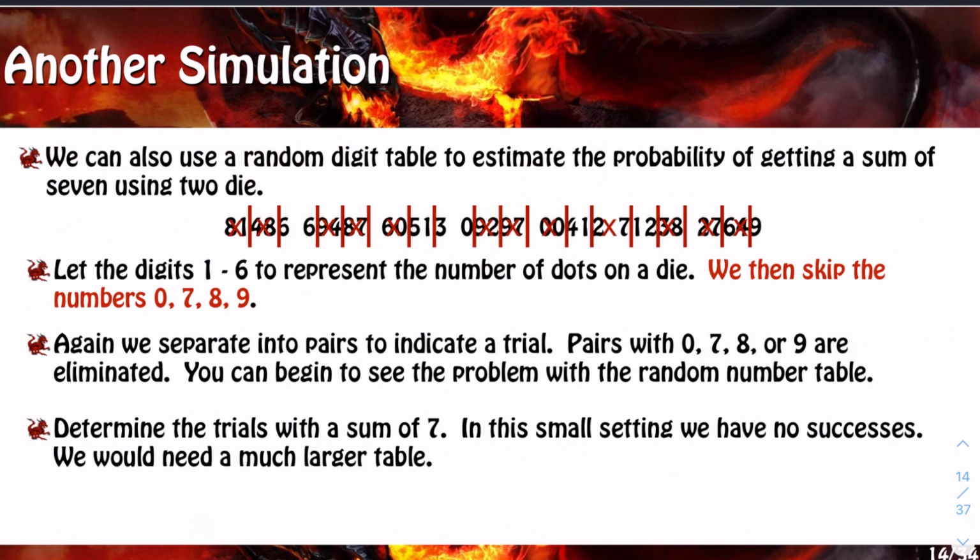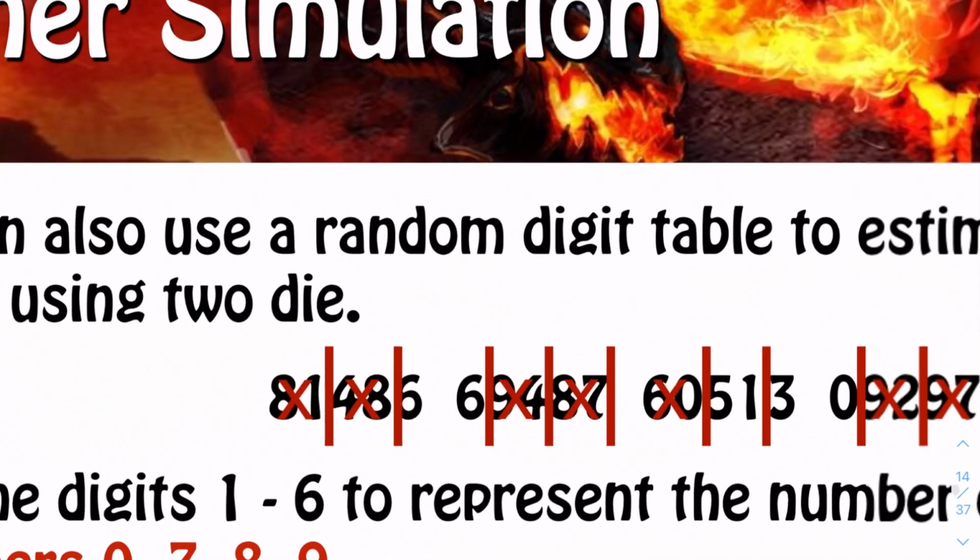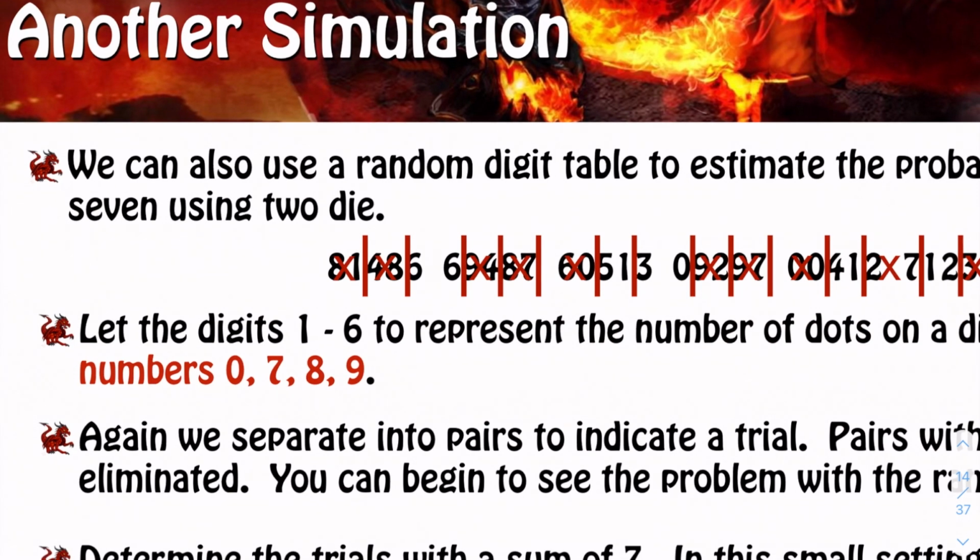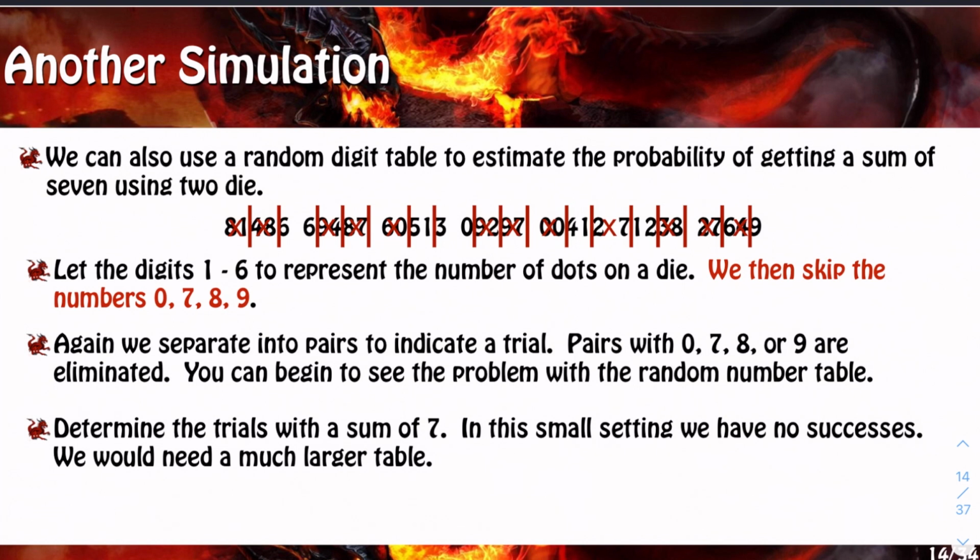How about another simulation? We can also use a random digit table to estimate the probability of getting the sum of 7 using 2 dice. Literally, what you can do is take a random list, let the digits 1 through 6 represent the number of dots on a die. We then skip the numbers 0, 7, 8, and 9. So if you get those numbers, it's impossible on a die, so we skip it.